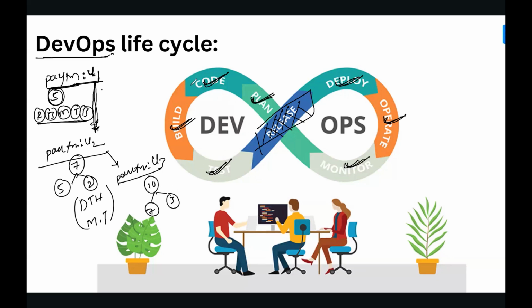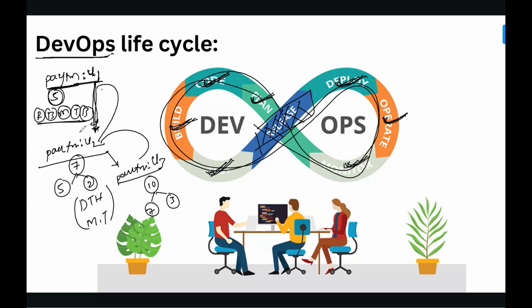So again, to create 3 new features, what do I need to do? I need to plan, code, build as well as test. Now we also need to deploy, operate as well as monitor. As we can see here, when the versions are increasing, this loop is repeated. That's the reason our DevOps is a never ending process.